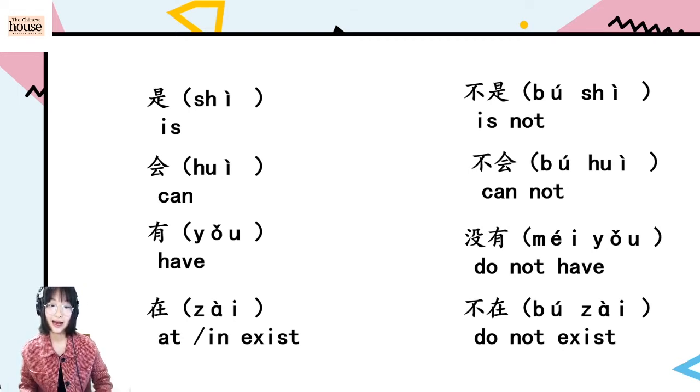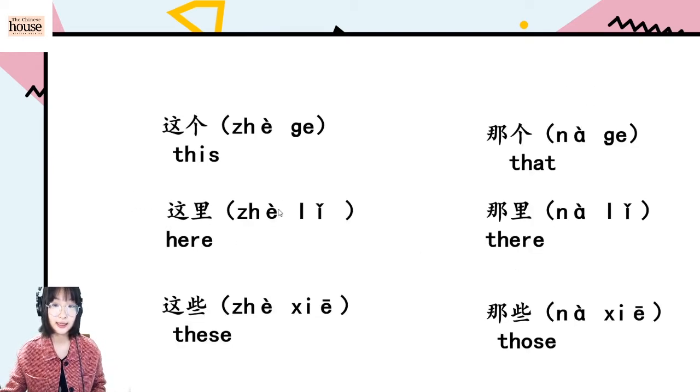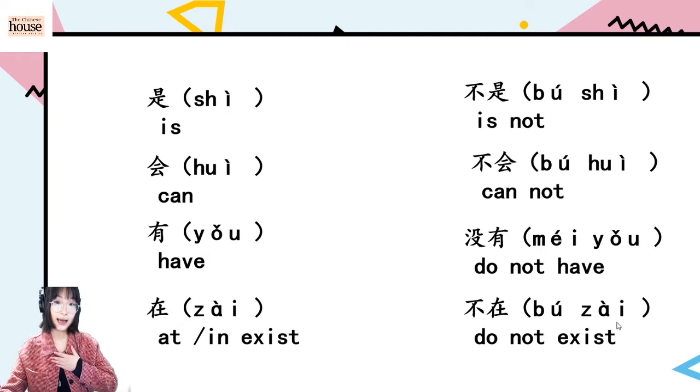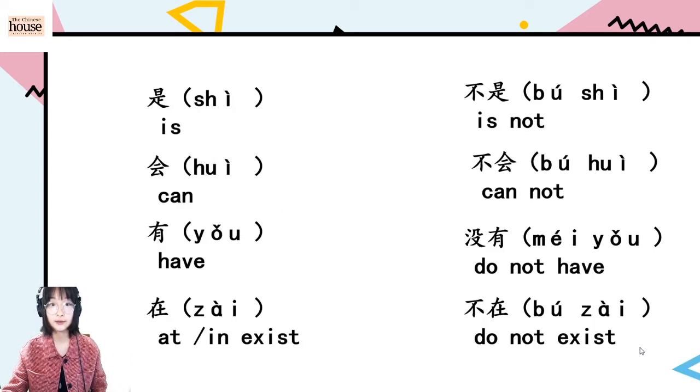What about I'm not here? We just learned here is 这里. 我不在这里. I am not here.